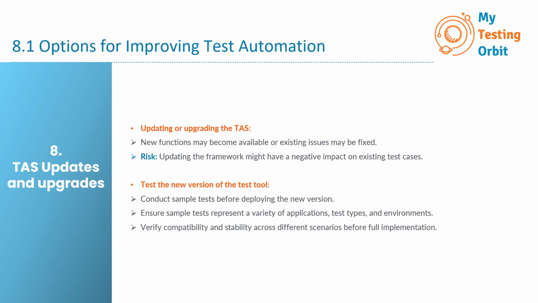To prevent this from happening, you can test the new version thoroughly before rolling it out to all your tests. You can run sample tests that represent different scenarios, like testing different pages of the website, using different browsers, and simulating different user actions. By doing this, you can catch any issues early and make sure that the update won't cause problems with your existing testing process. And once you are confident that everything is working as expected, you can safely switch to the new version and enjoy the new features without worrying about breaking your tests.